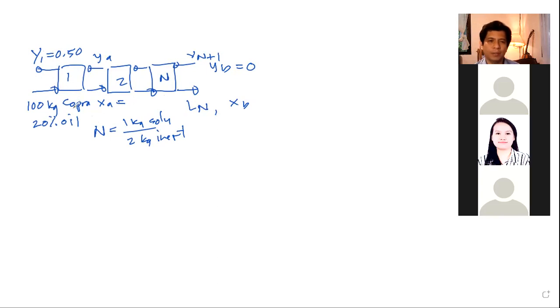Halimbawa, equal to Y1 po. Very good. Always remember that the value of XA equals Y1. So this is also 0.5. As you can see, dalawa na agad yung alam natin.